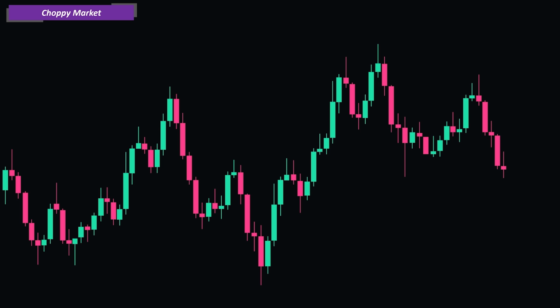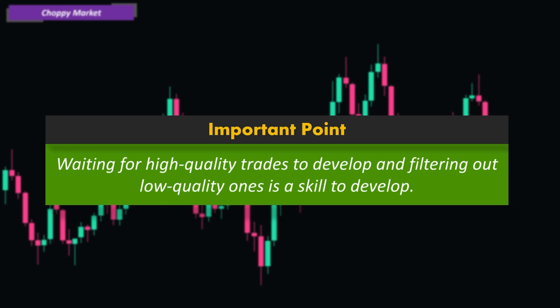The best approach in a choppy market is to stay patient and avoid overtrading. It is often better to wait for the market to transition into a clear trend or a well-defined range before taking any trades. Choppy conditions are dangerous for traders because they can quickly lead to losses. The key is to recognize when the market is choppy and protect your capital by staying out. Now, here is an important point. Waiting for high-quality trades to develop and filtering out low-quality ones is a skill to develop.